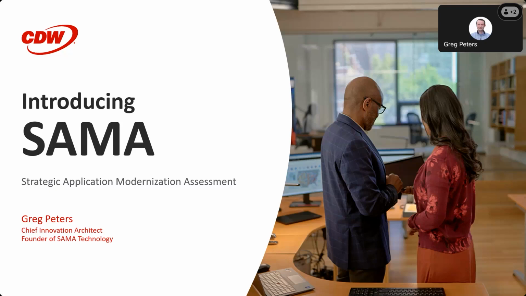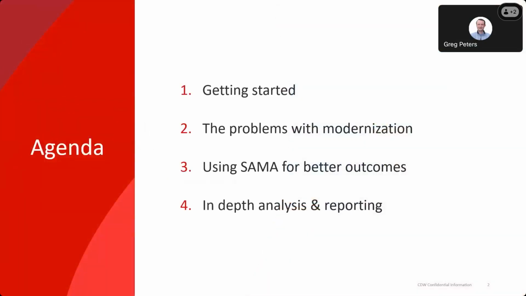We're going to go through a few things on how CDW looks at modernization. But before we do that, let's go through a quick agenda. We're going to cover getting started on how modernization takes shape and form, some problems with it, some of using SAMA for better outcomes, and some in-depth analysis and reporting that SAMA provides. And then we're going to turn it over to Sebastian. He's going to go over some of IBM's stance on how they go through modernization as well.